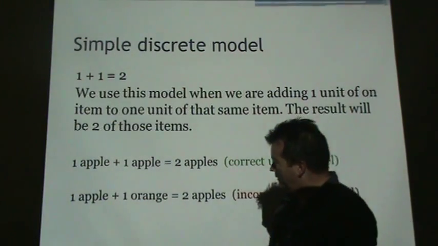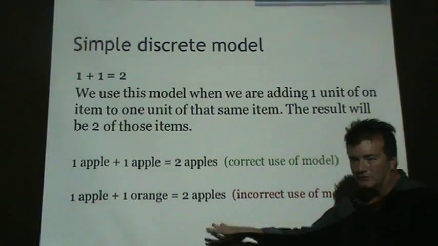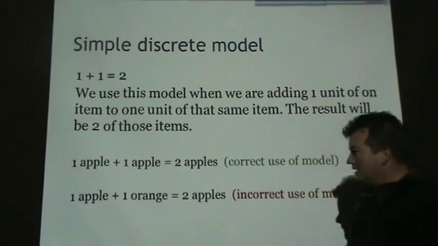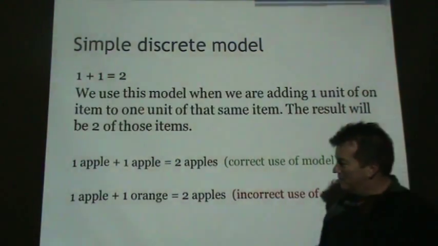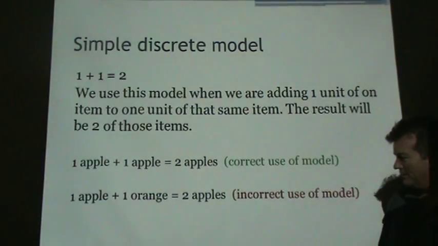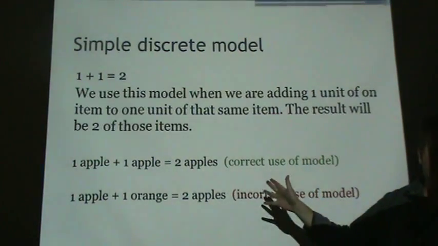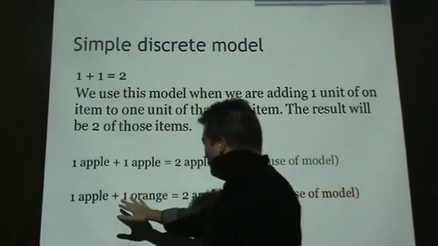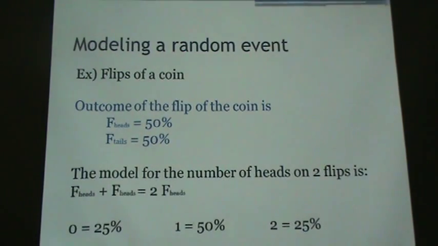If we then said 1 apple plus 1 orange equals 2 apples, well then we're using the mathematical model 1 plus 1 equals 2, but we're misusing it because it's implied that they're both of the same type, and apples and oranges are different types. We could have said 1 apple plus 1 orange equals 2 fruit, because they're both fruit, as long as the type stays the same. But this would be an incorrect use of the model. Okay, so that's a very simple idea of what a model is.